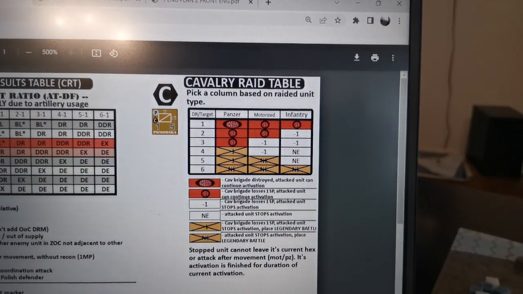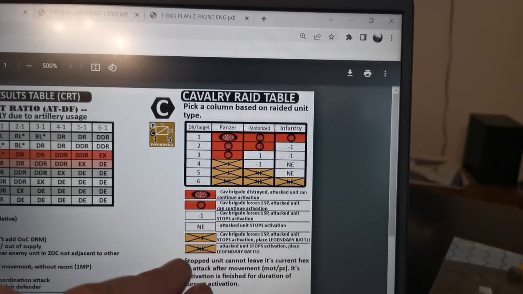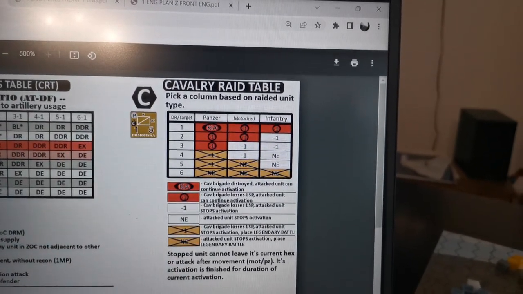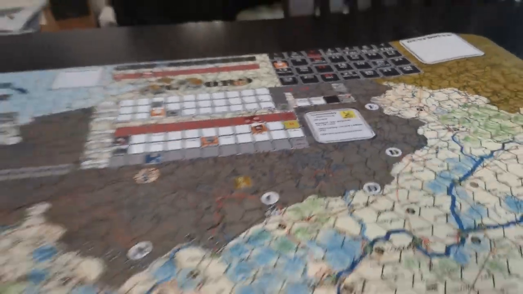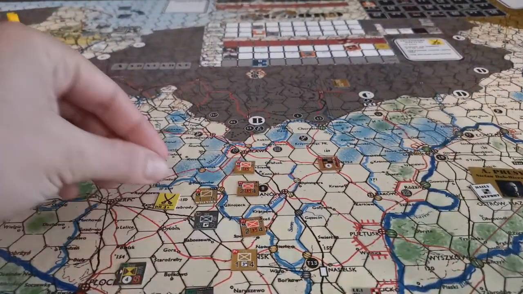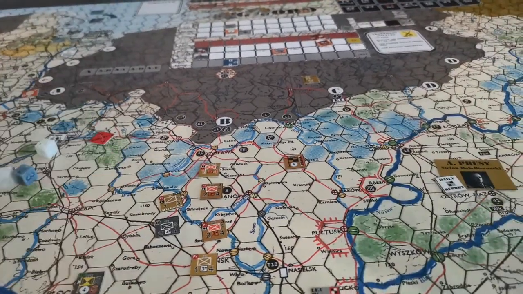Red means the attacked unit can continue activation, and yellow means that the attacked unit stops activation plus the mentioned legendary clash is generated. We take a token of legendary clash, put it right there, and it can potentially add a morale level at the end of the day.